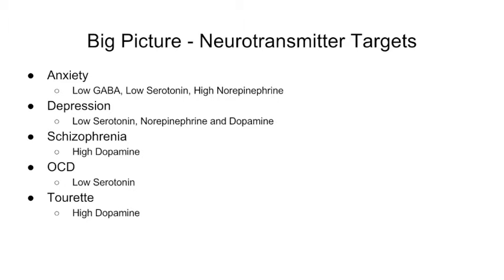Just some examples: for anxiety, we have low GABA neurotransmission, low serotonin, high norepinephrine. For depression, which I think is a better example, low serotonin, norepinephrine, dopamine. So when we talk about depression, we use serotonin and norepinephrine reuptake inhibitors to increase those kinds of transmission. In schizophrenia, obviously, we have high dopamine, and we use dopamine blockers. In OCD, we believe there's low serotonin. In Tourette's, we believe there's high dopamine. So not too important, but just to give you an idea of some of the neurotransmitters at play for each of the disease states.